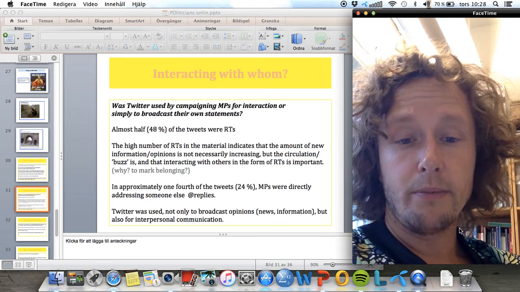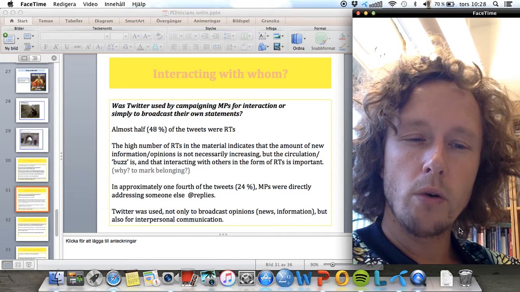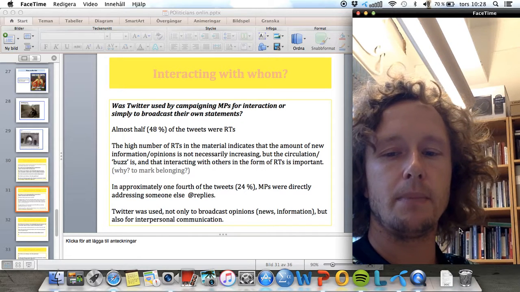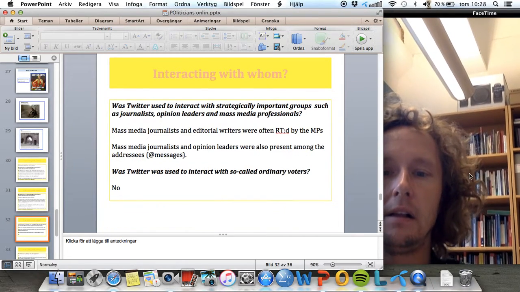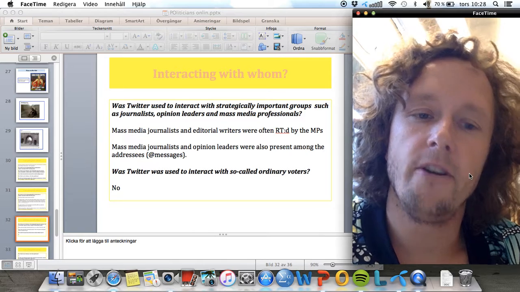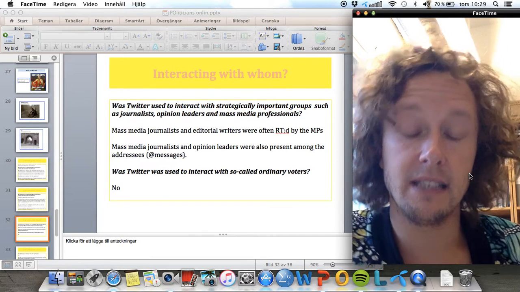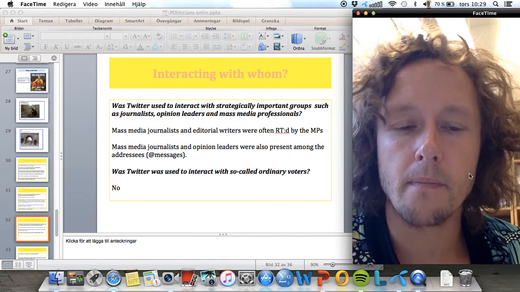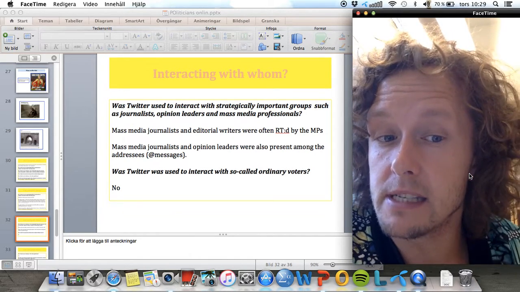In a quarter, 25%, MPs were directly addressing someone else with @replies. So this also suggests that Twitter was not only used here to broadcast opinions, but also for interaction or interpersonal communication in the form of retweeting and @messaging. Was Twitter used to interact with strategic voter groups, journalists, etc.? Yes, very much so. When we did these crawls and nice little maps that Axel also has in his chapter 4, the opinion leaders were at the center of the Twitter networks, both in terms of retweets and also in terms of @messages. So they are very much present here.